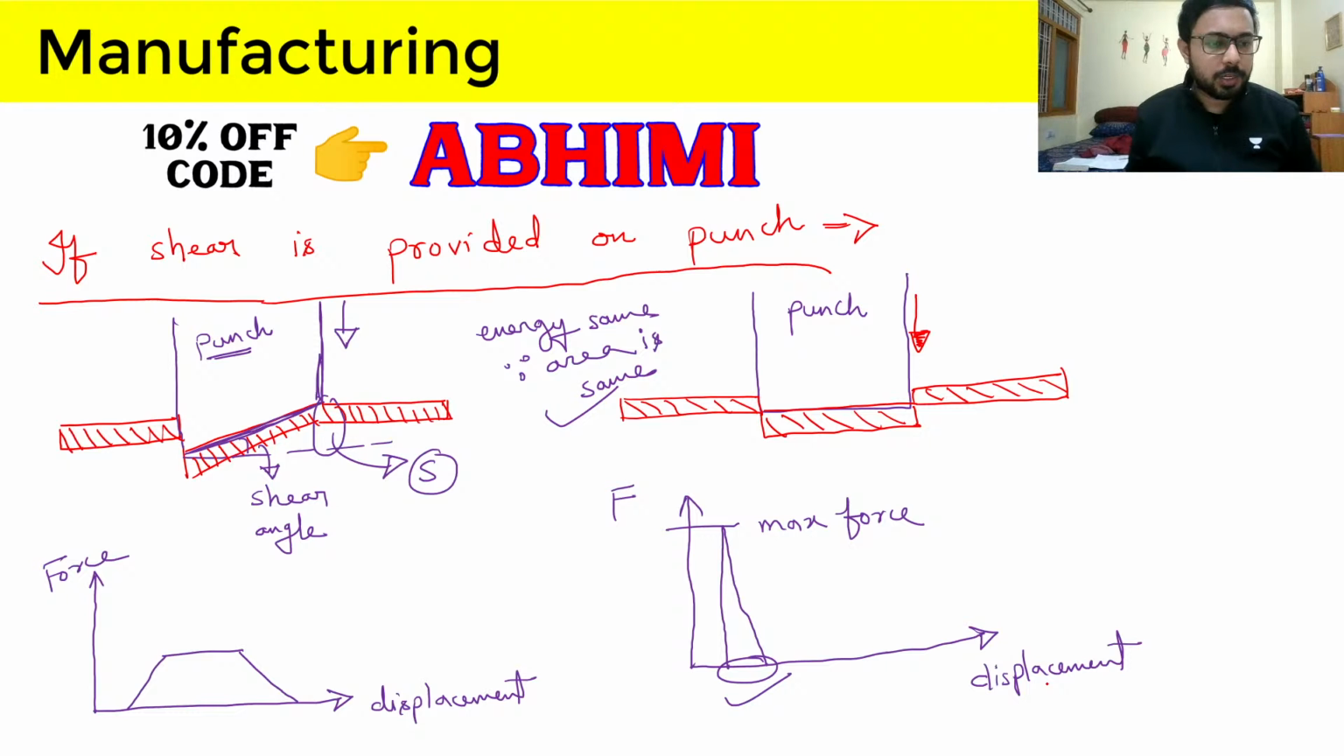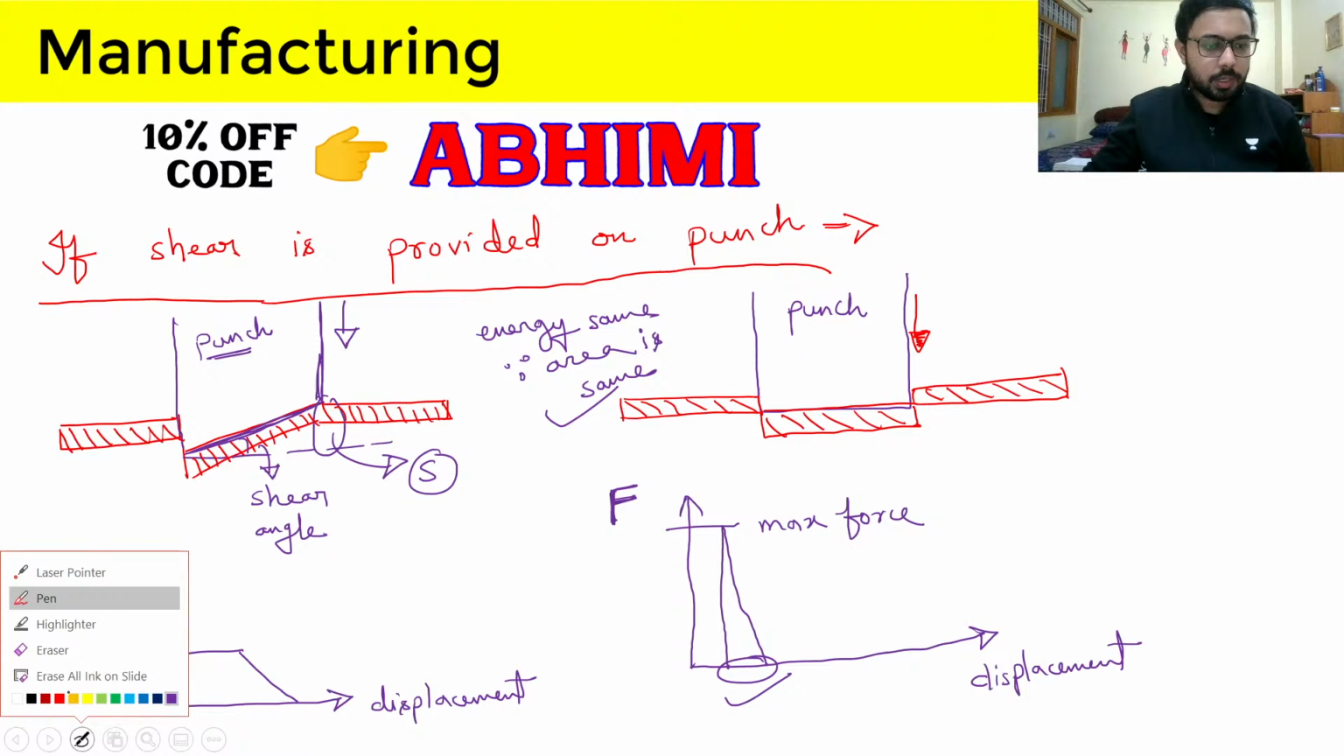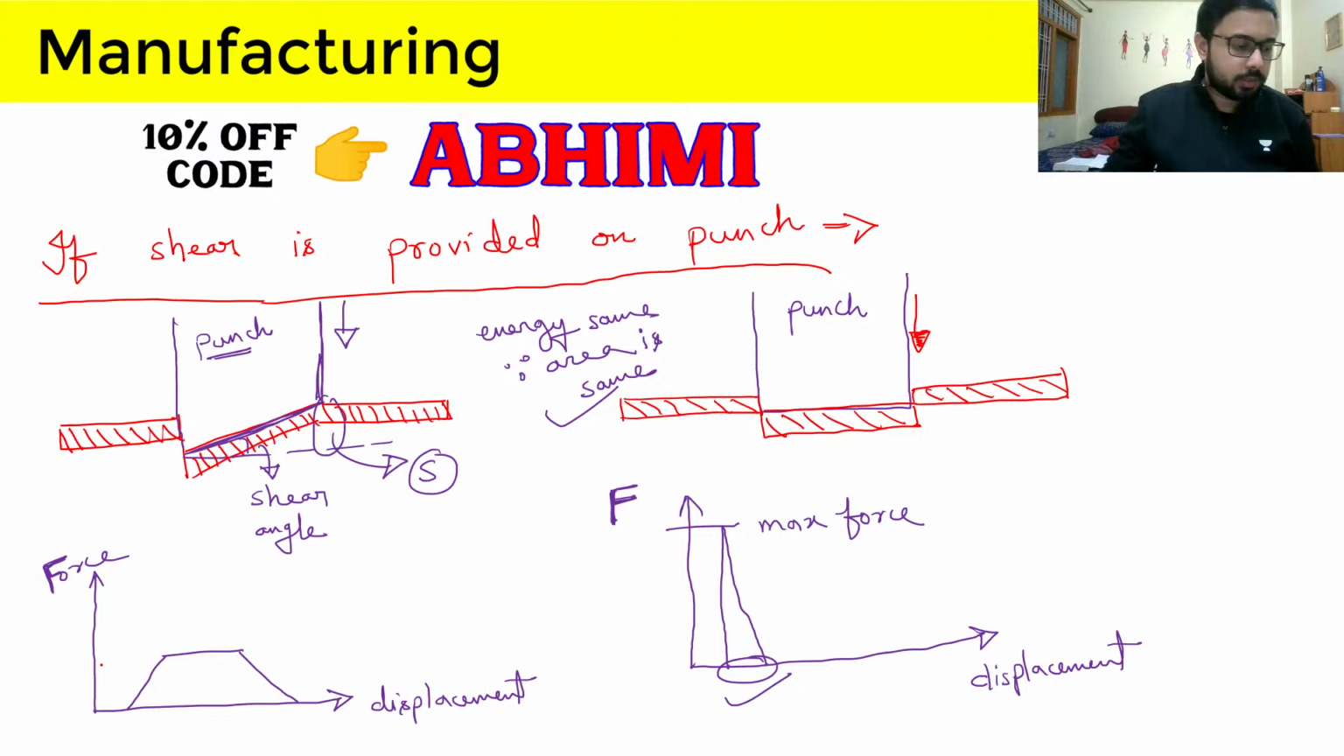If shear is provided on the punch, then how does the force versus displacement curve look like? You can see if the punch is not given shear, then the maximum force in the graph is more, and if the punch is given this shear, then the maximum force is not that high, but the distance traveled by the punch is more, so the force is now distributed, and the energy is the same since the area is the same. I have also written that and discussed that there.